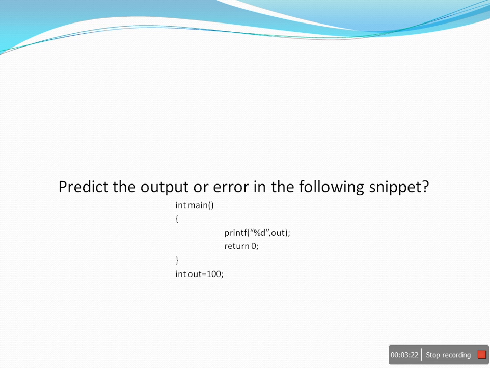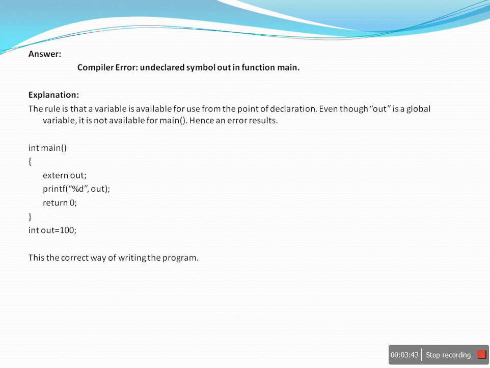Predict the output or error in the following snippet. We have one integer main function. Now we are printing the value of out, and after that we are writing int out equals 100. In C, your statements are executed from top to bottom. Now if you print out before its declaration, it will generate an error. So what is the error? We have a compile time error: undeclared symbol out in function main.